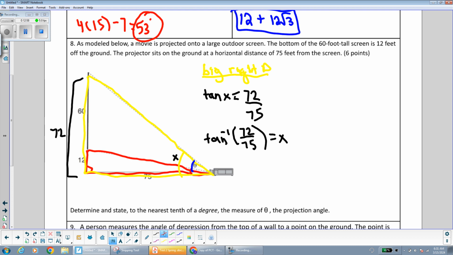Okay, now let's do the trig ratio for the small right triangle. And I'm going to just call this one angle Y. Let me use a different color so you can see it. I'm going to call that angle Y. So we once again have opposite and adjacent. So tangent of angle Y is equal to 12. That's the side from the small right triangle. Over 75. That's also a side from the small right triangle.